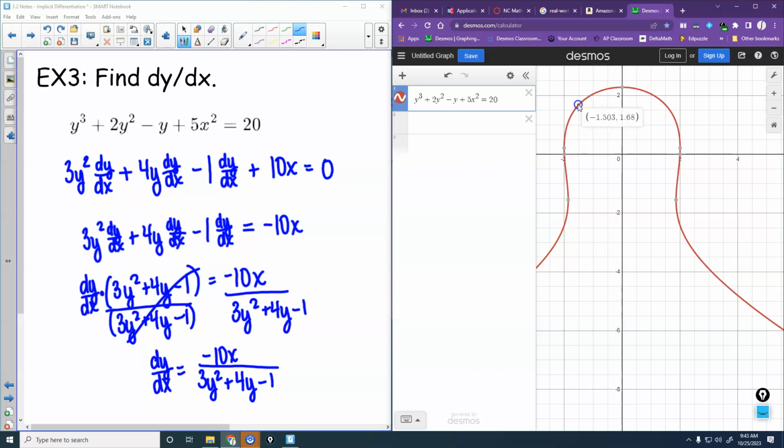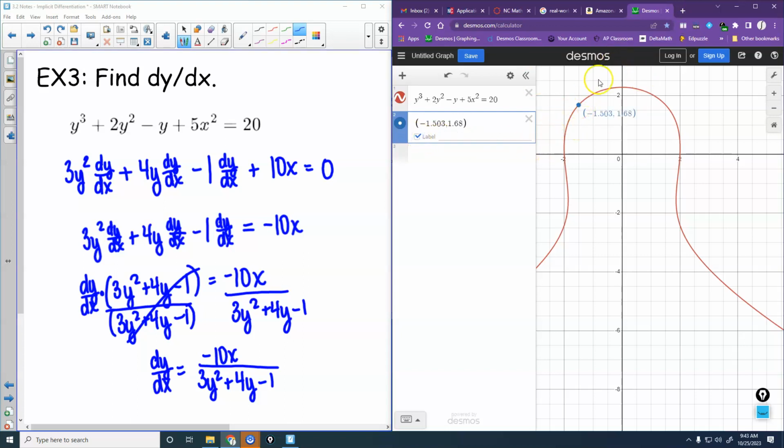Negative 1.503, 1.68. Okay, so if I've got negative 1.503, what did I just say? How have I forgot? 1.68. My brain does not hold enough information. All right, let's label that. We're talking about this point right here.